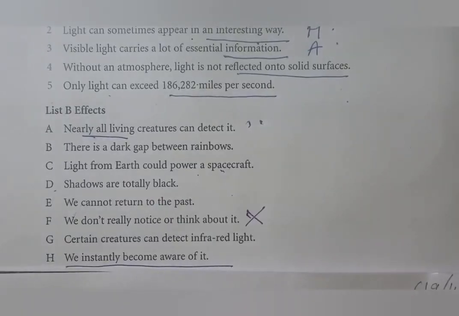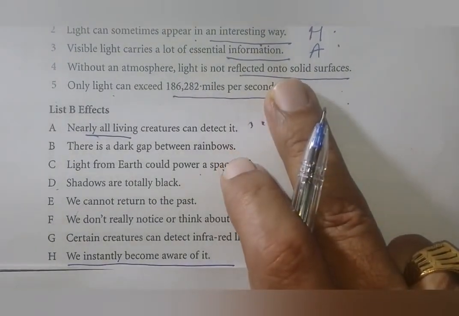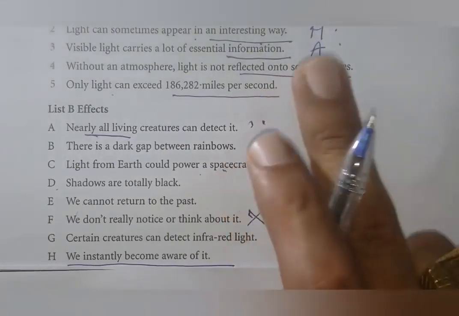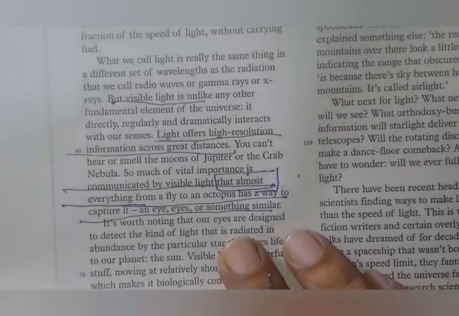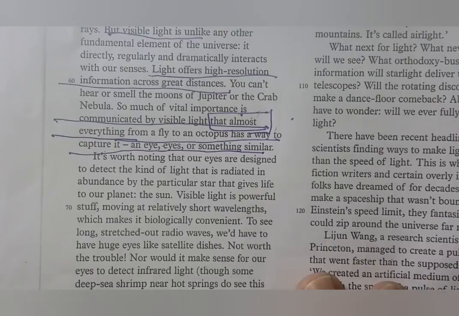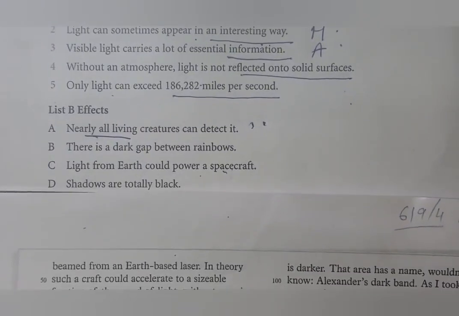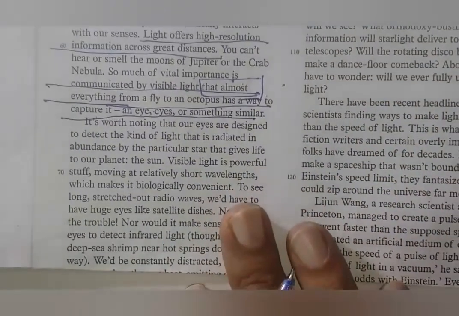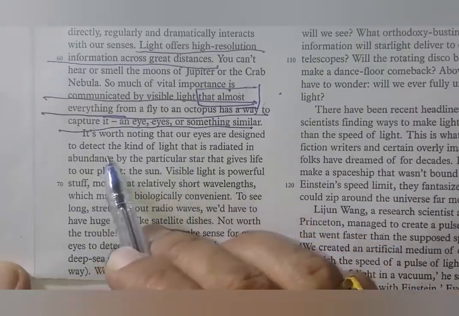Without an atmosphere, light is not reflected onto. They are not saying into. They are saying onto. There is a difference between into and onto solid surfaces. So now let's find the line here. Which one line I can judge? First of all, what I have to search here, that is without an atmosphere. Where there is written without an atmosphere, I'll go.